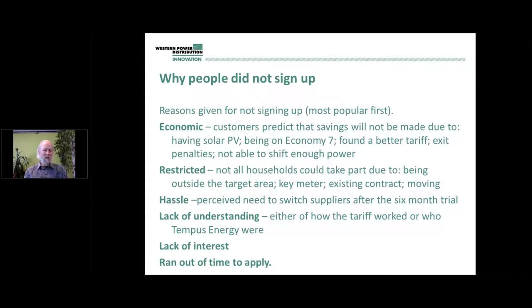Fourth on the list is hassle. People perceived a need to switch suppliers again after the 6 month trial, although that wasn't necessarily going to happen. A lack of understanding either of how the tariff worked or who Tempus Energy were. And right at the bottom of the list was lack of interest and ran out of time to apply. I think it was just one or two responses in each of those categories.